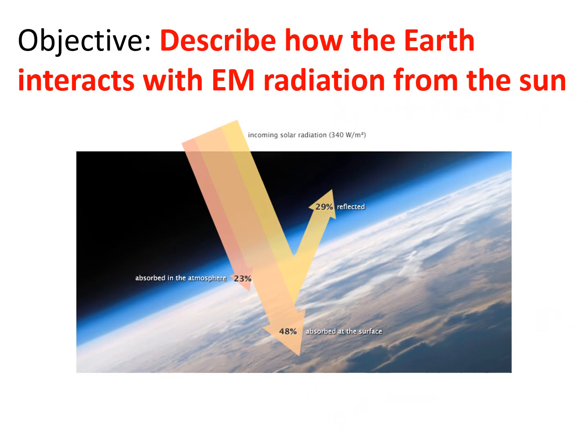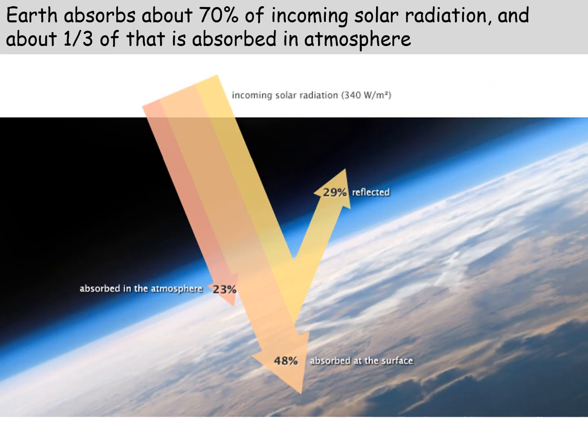Now we'll put these ideas together to see what happens when the electromagnetic radiation from the Sun reaches the Earth. You can see from this diagram that about half the radiation is absorbed at the surface of the Earth, about 30% is reflected, and the rest is absorbed in the atmosphere.